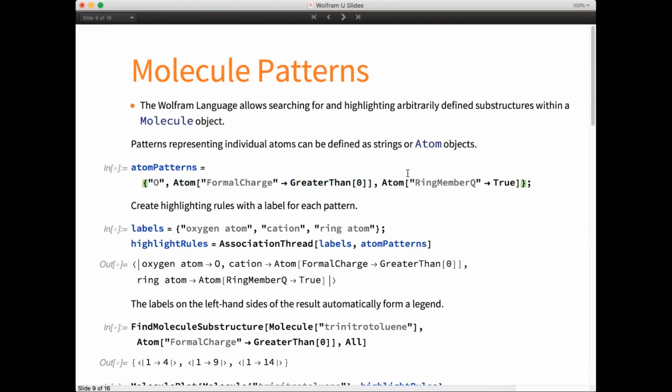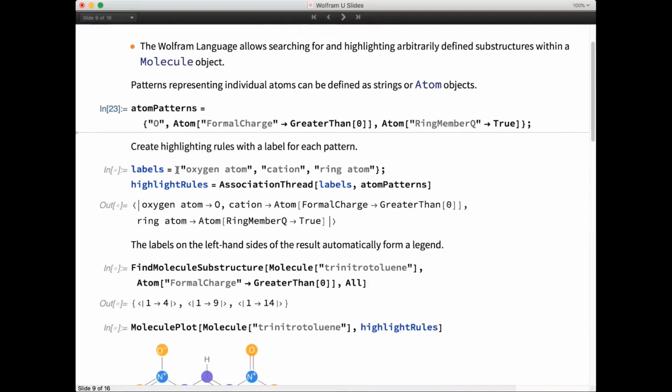Or we can say any atom in a ring, and the way we write that is atom ring member Q goes to true. The different types of properties that you can specify in these are available on the atom documentation page. So we define these various patterns for types of atoms. We can define labels for them and then come up with these highlight rules. Essentially, we say oxygen atom goes to O, so the label and the pattern.